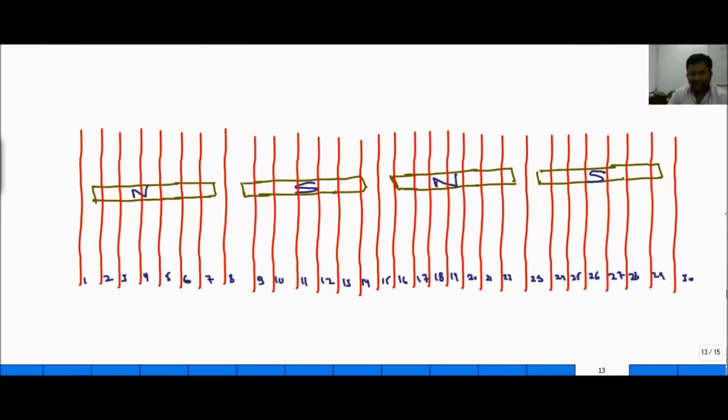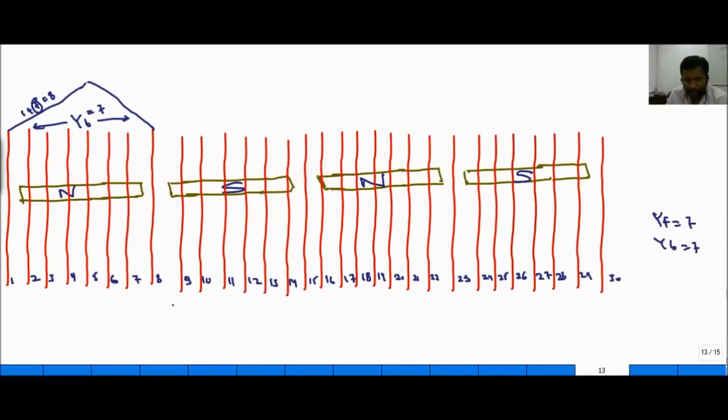Now connect this like this. There are 30 slots and we have to connect it in a wave fashion. I am starting from slot 1. Taking 1 plus 7, it is 8, so we connect to point 8. This is called YB, which is equal to 7. Then 8 plus 7, because YF is also 7, is basically 15. This is YF, which is equal to 7.